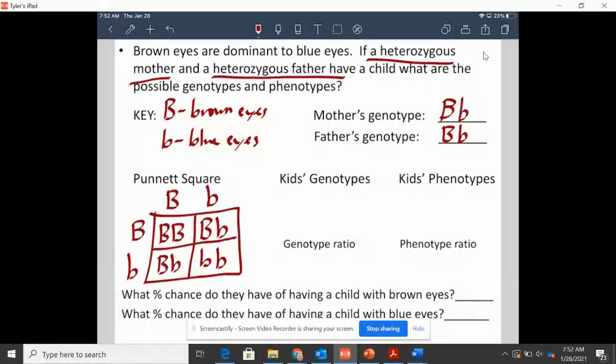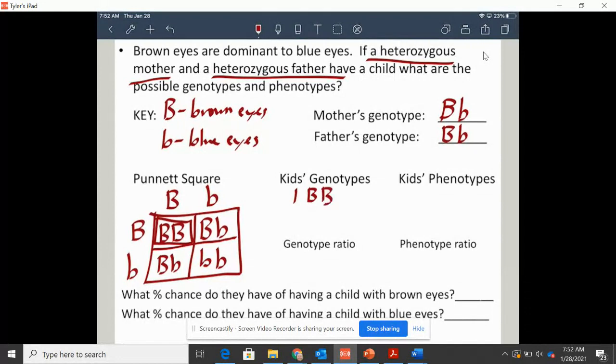Okay, my most dominant genotype is the all capital one here, right? So I'm going to get 1 big B, big B. My next most dominant genotype is big B, little b. I've got 1 here, 2 here. So I'm going to write 2 big B, little b. And then I've got 1 little b, little b, right? I went from most dominant to least dominant when I wrote those, okay? My genotype ratio is for every 1 homozygous dominant, I should get 2 heterozygous and 1 homozygous recessive, okay?